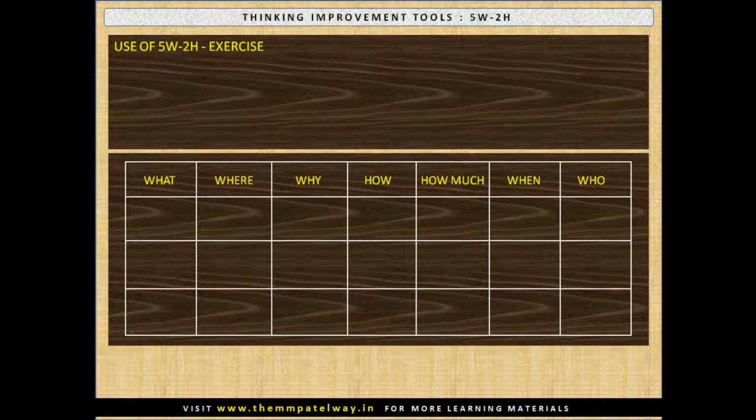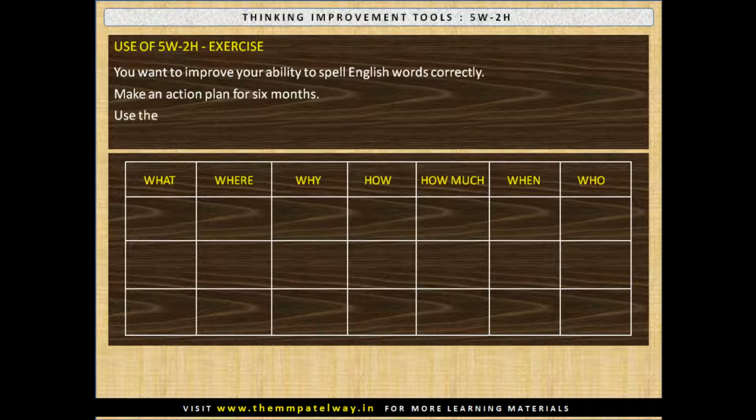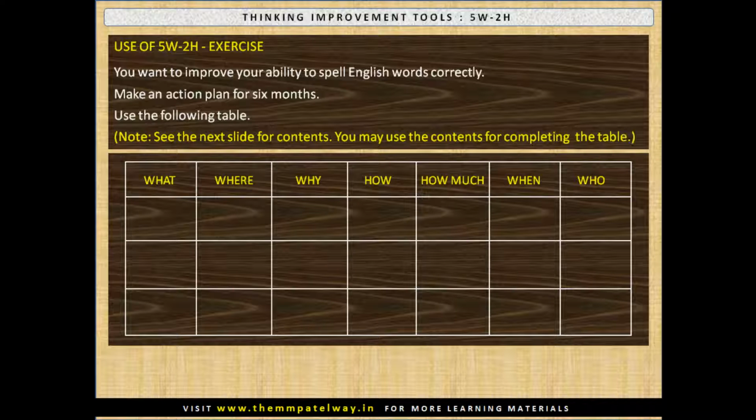Now let us discuss an exercise demonstrating use of 5W2H method. You want to improve your ability to spell English words correctly. Make an action plan for 6 months. Use the following table. You try to fill in the table yourself. Then you can see the next slide for contents. You may use the contents for completing the table.